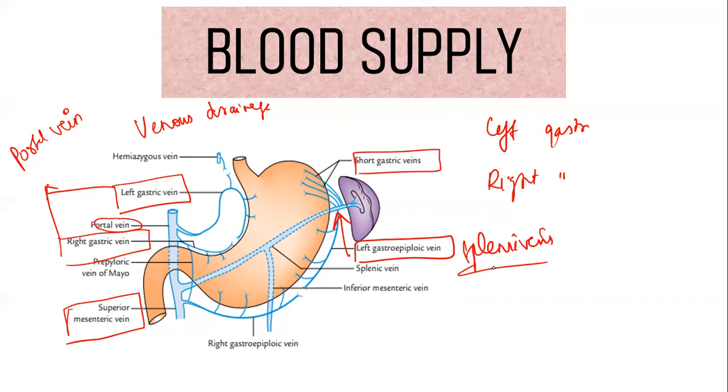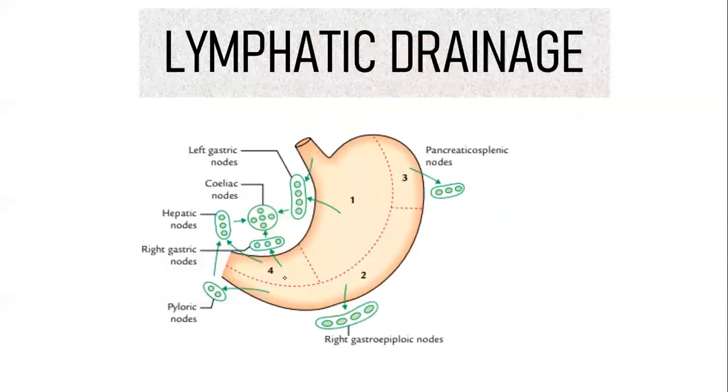Right, so left gastric and right gastric into portal vein, right gastroepiploic into superior mesenteric, left gastroepiploic and the short gastric veins into the splenic veins. Right, clear? Yes, very good.